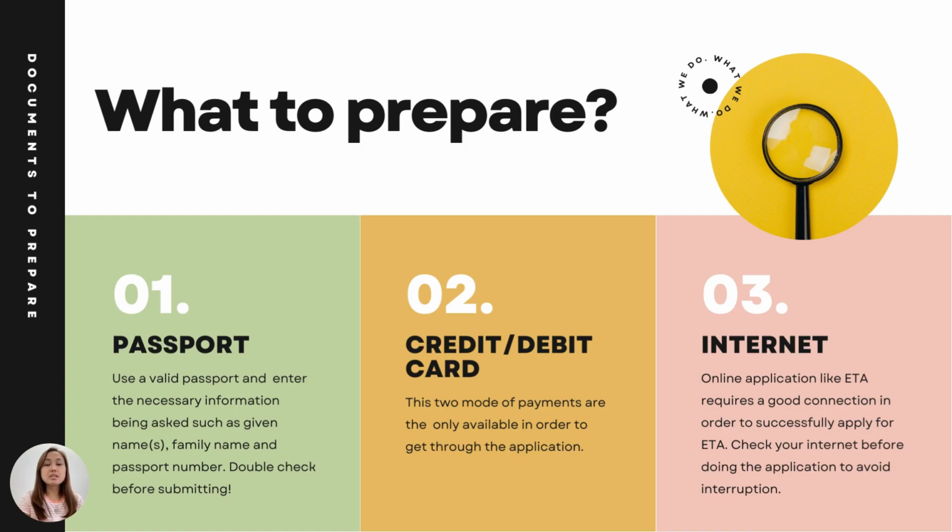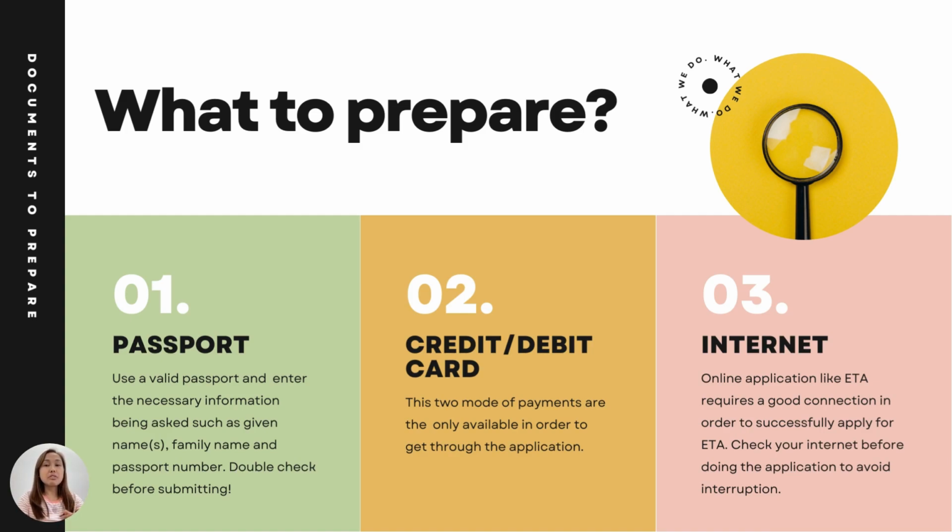Number three, you have to have good internet so the application doesn't slow down and is continuous, without being cut in between. Especially for me, I live in China, I need a stable internet so I won't be cut off in the middle. And also a valid email address. So that's number four of what to prepare.